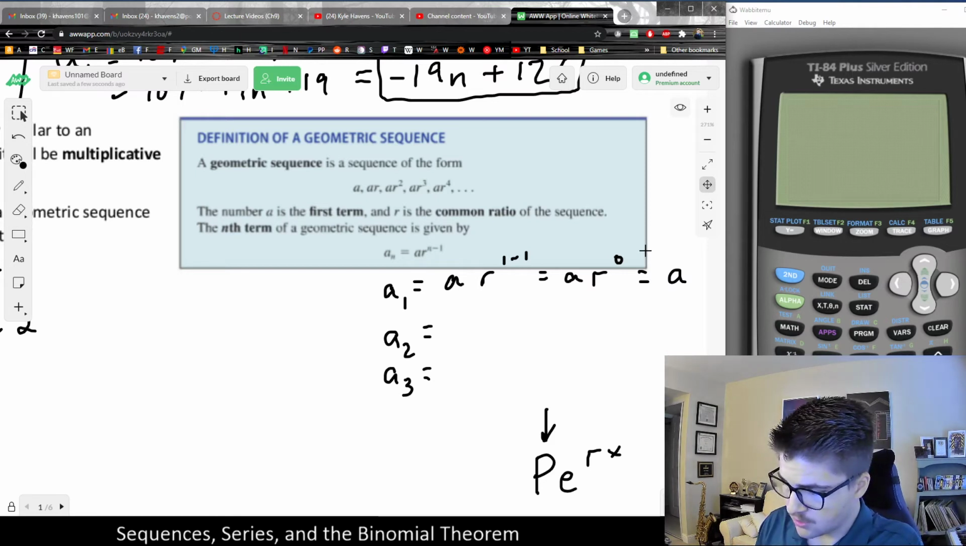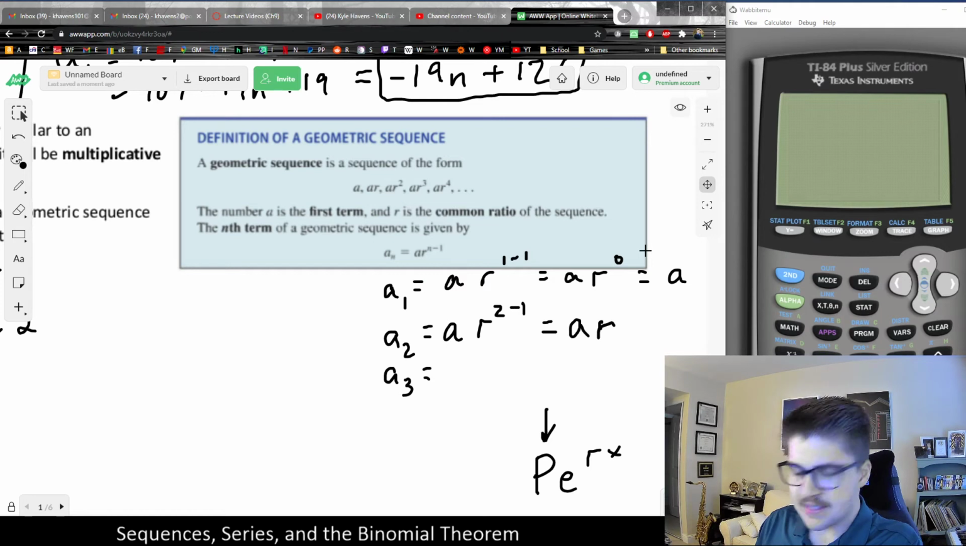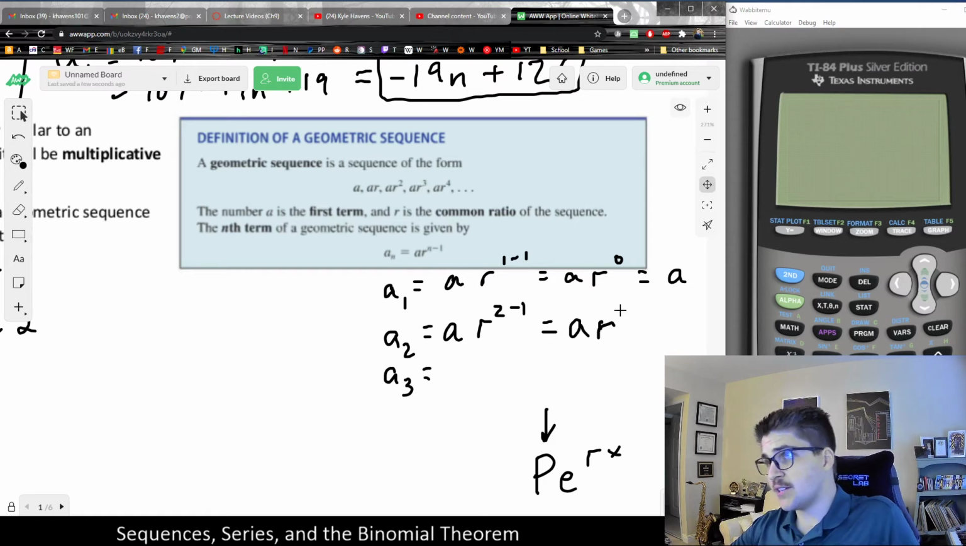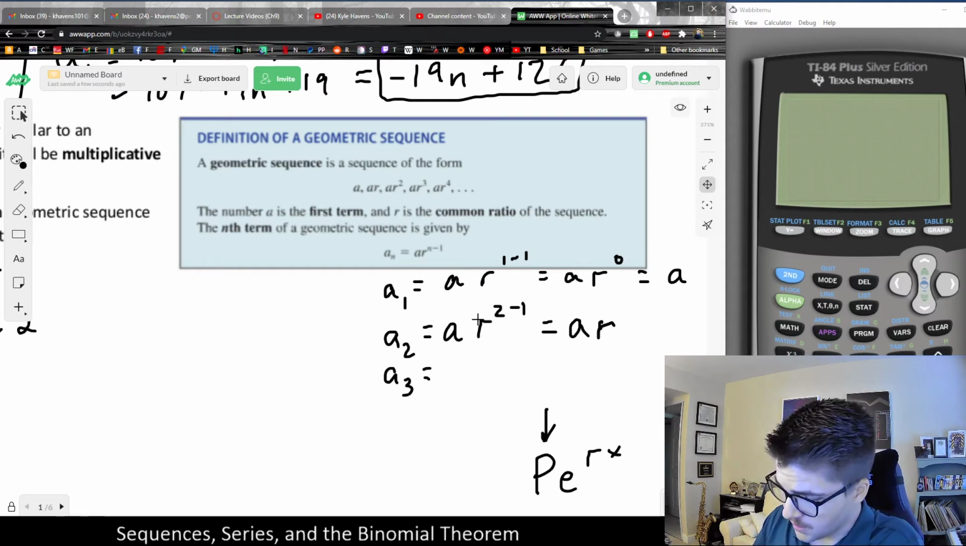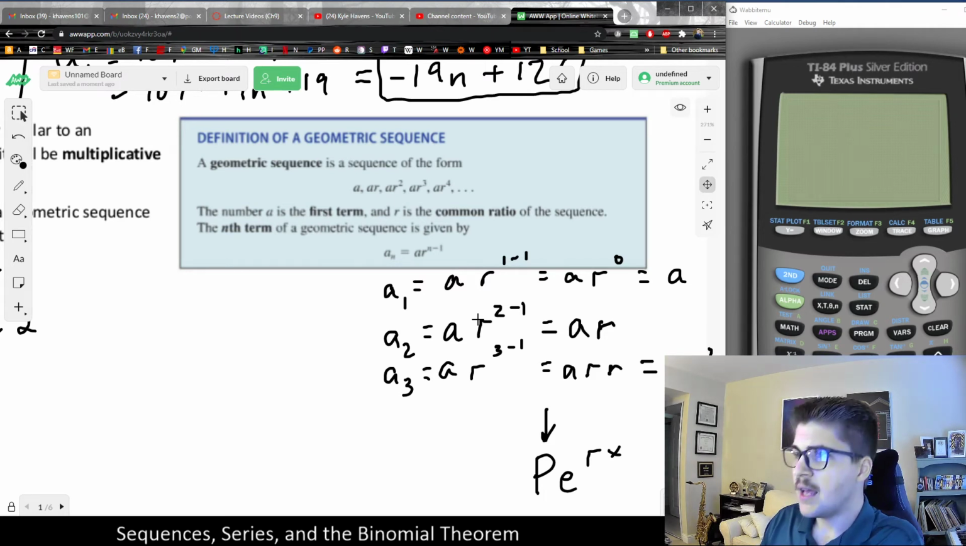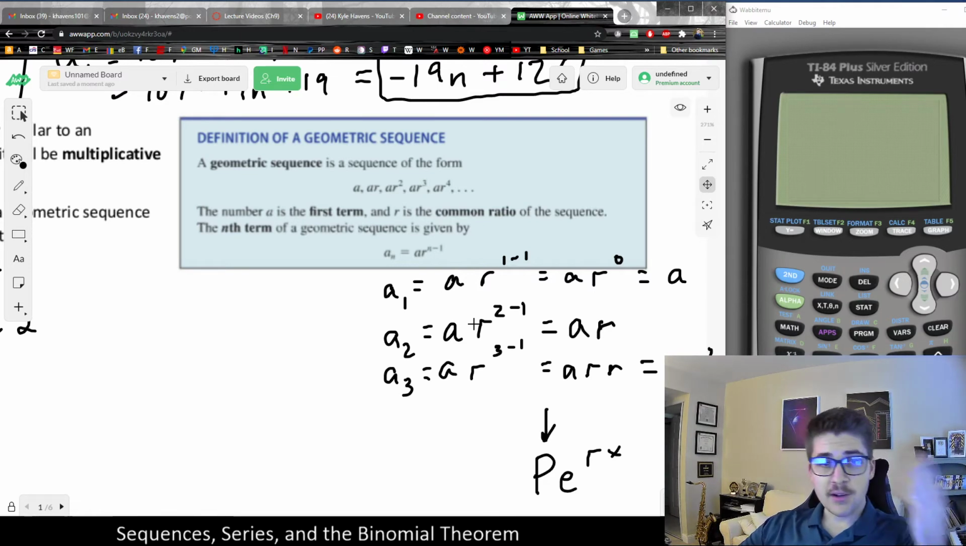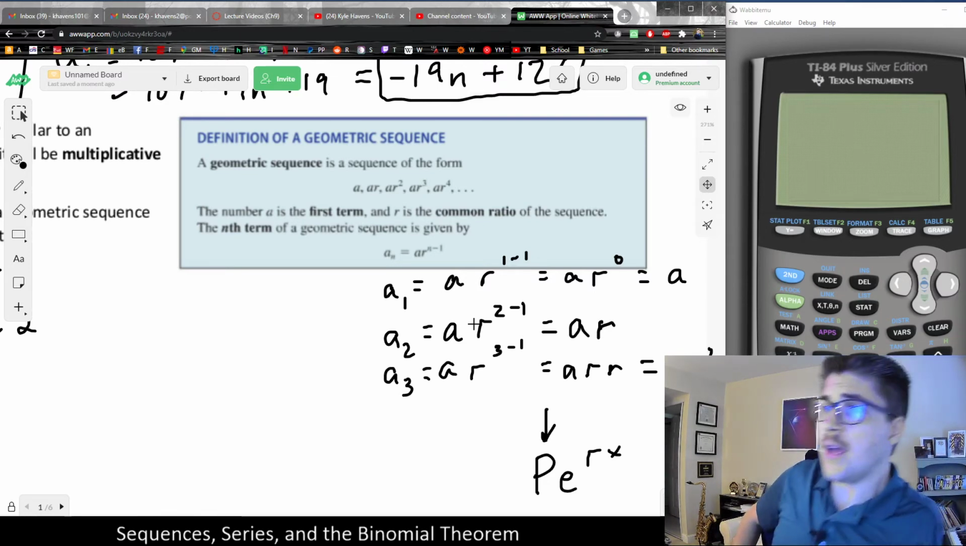And then when I look at a2, that would be a times r to the 2 minus 1 power by plugging that into the formula. And that would give me ar to the first power. That's exactly what I want to have happen. The next term should be r times greater than the first. And then the third term would be a times r to the 3 minus 1, which would be ar squared. Each term will be bigger by a factor of r, which is the goal.